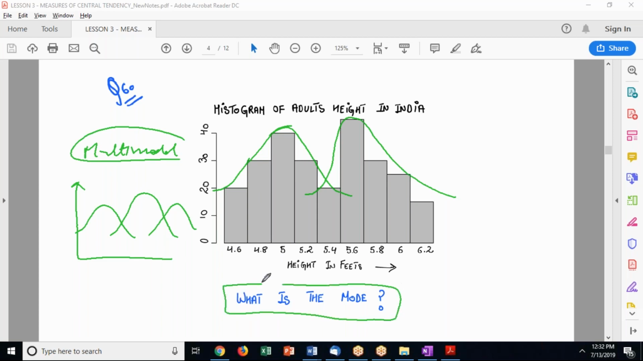Now, if I'm saying what is the mode in this case? This can be one mode, this can be another mode. There can be two modes in this data. But why would we need two modes? What is the purpose of having two modes? And why would we say that this data is a multimodal distribution? Just think about it.